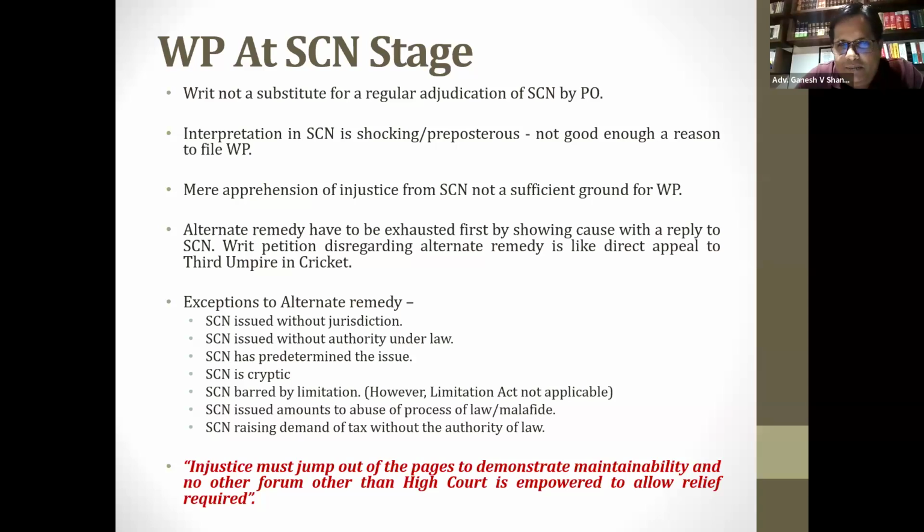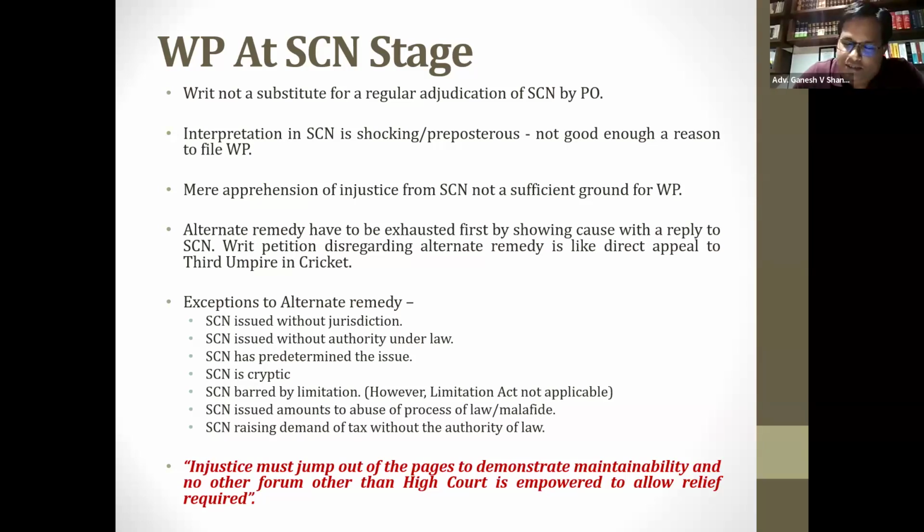So at that time, anybody can get tempted to approach the High Court, but without exhausting the remedies which are already available under GST law, under Section 107, or a reply to the show cause notice. All those options are there. You cannot bypass or bridge a gap and go to the High Court directly. So writ is not a substitute, is what I'm trying to say.